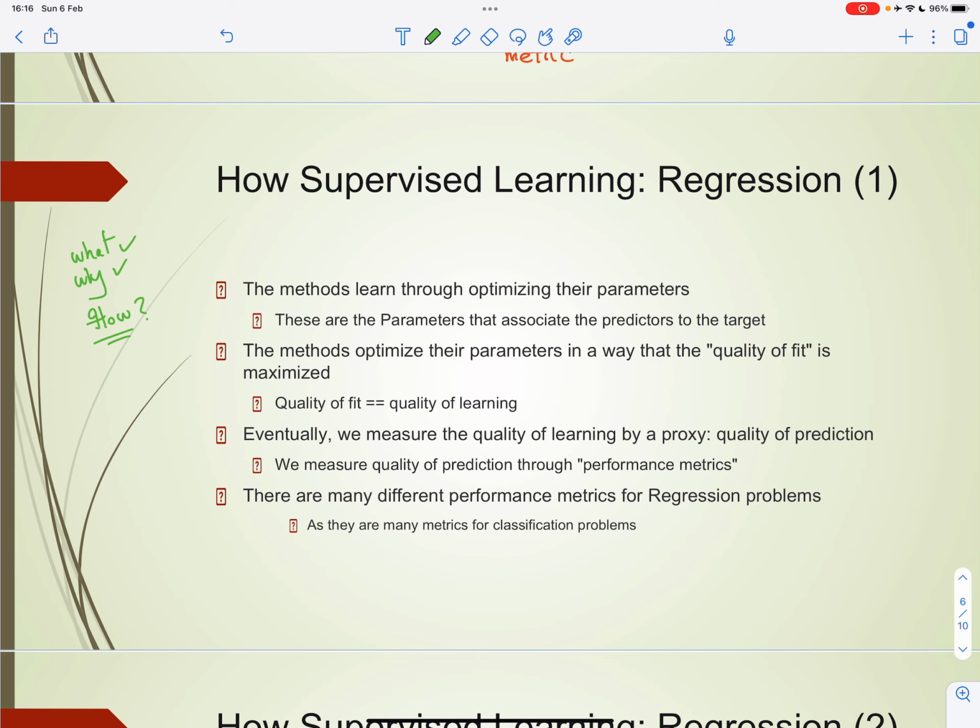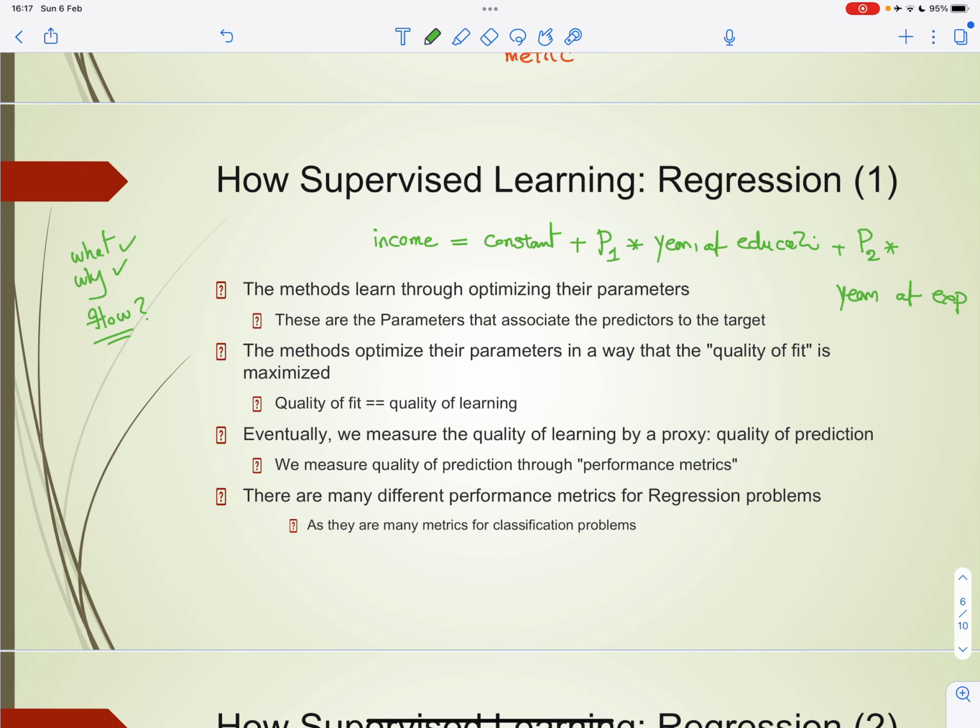If you recall, every method has some parameters, and the parameters are the ones that actually associate the predictors to the target. For instance, it was the example that income might be modeled as a constant, plus a minimum income, plus parameter 1 multiplied to the variable or the predictor that is years of education, plus parameter 2 multiplied to years of experience.